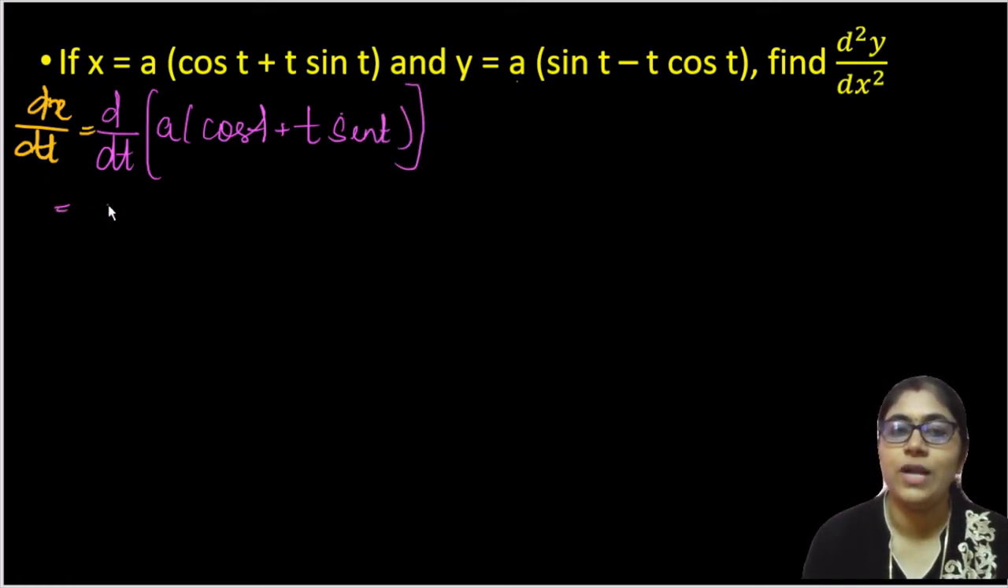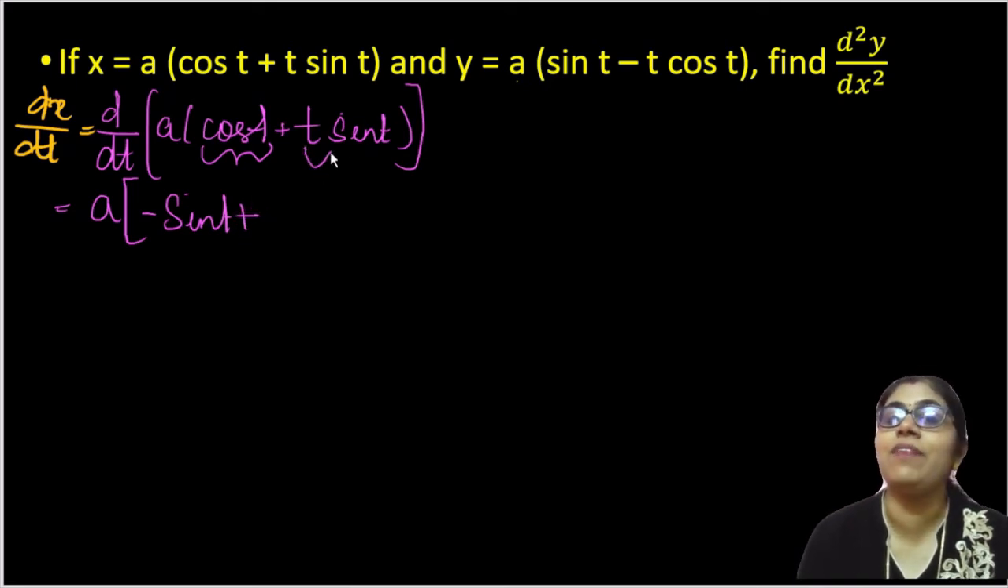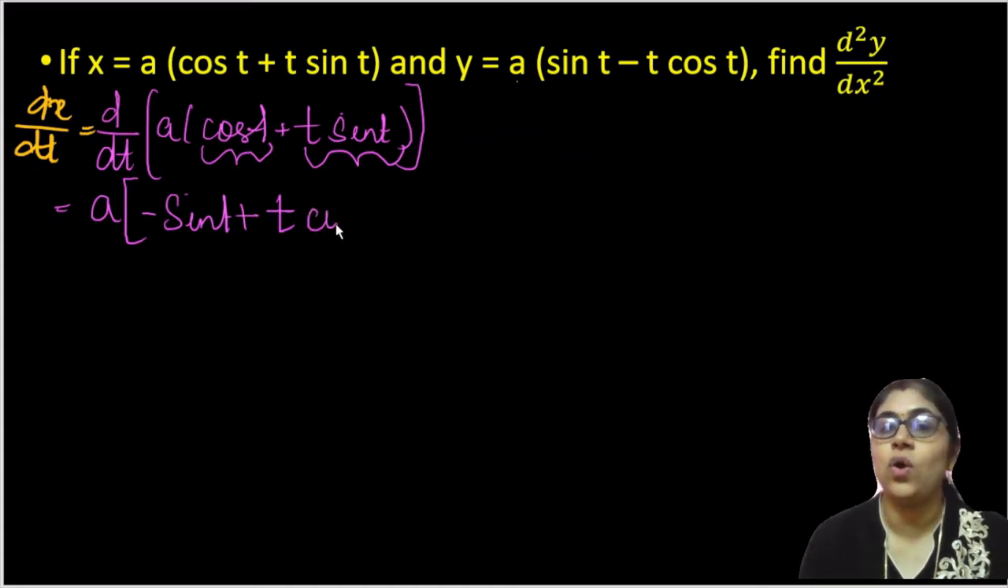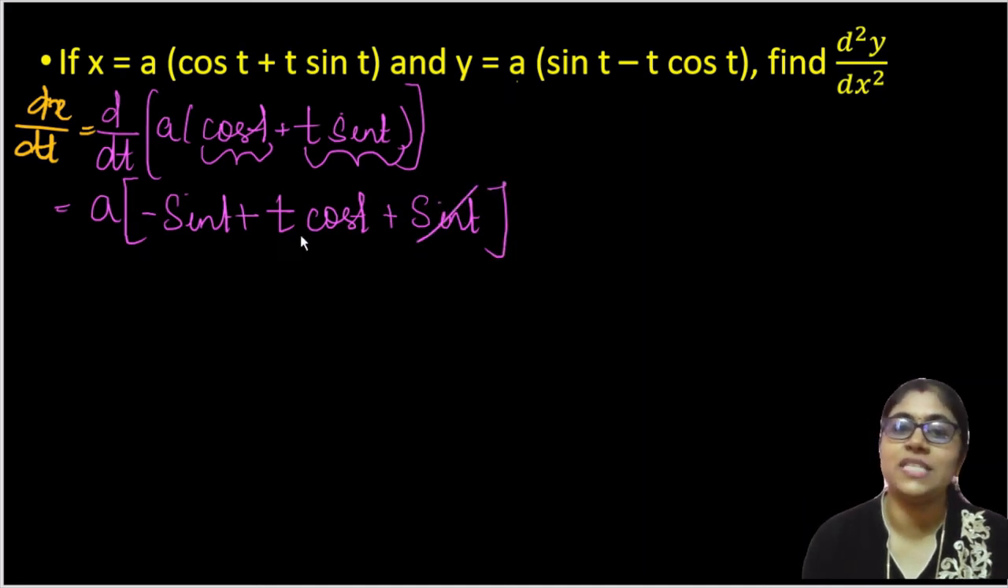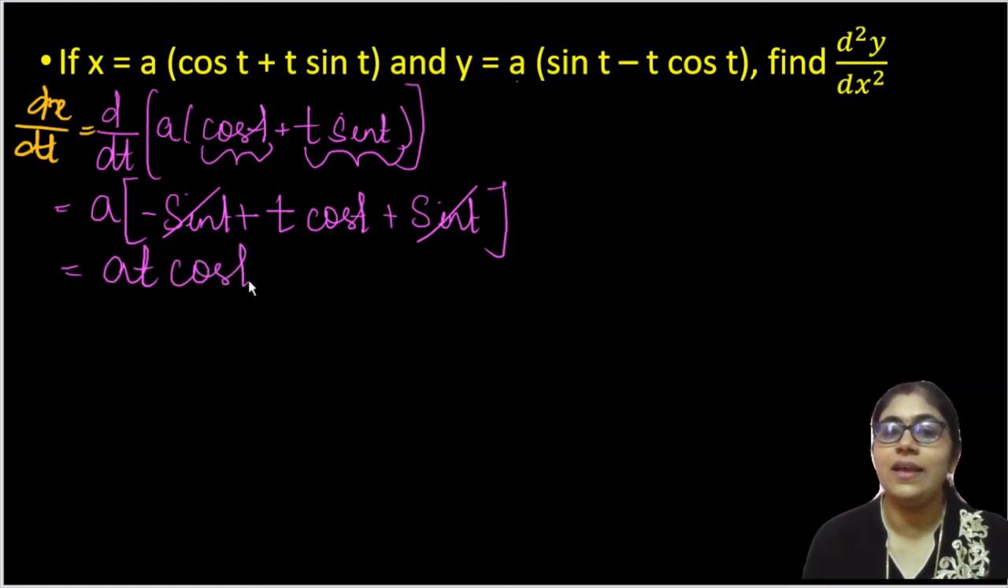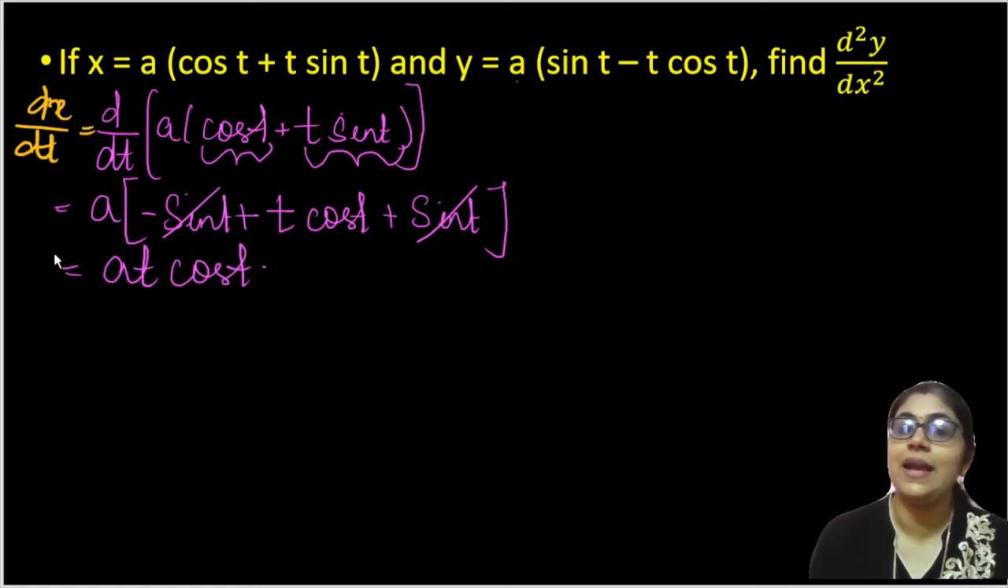So this is equal to a, which is constant, and the derivative of cos t is minus sin t, and plus the derivative of t sin t is t cos t plus sin t. So sin t cancels, and a t cos t is dx by dt.